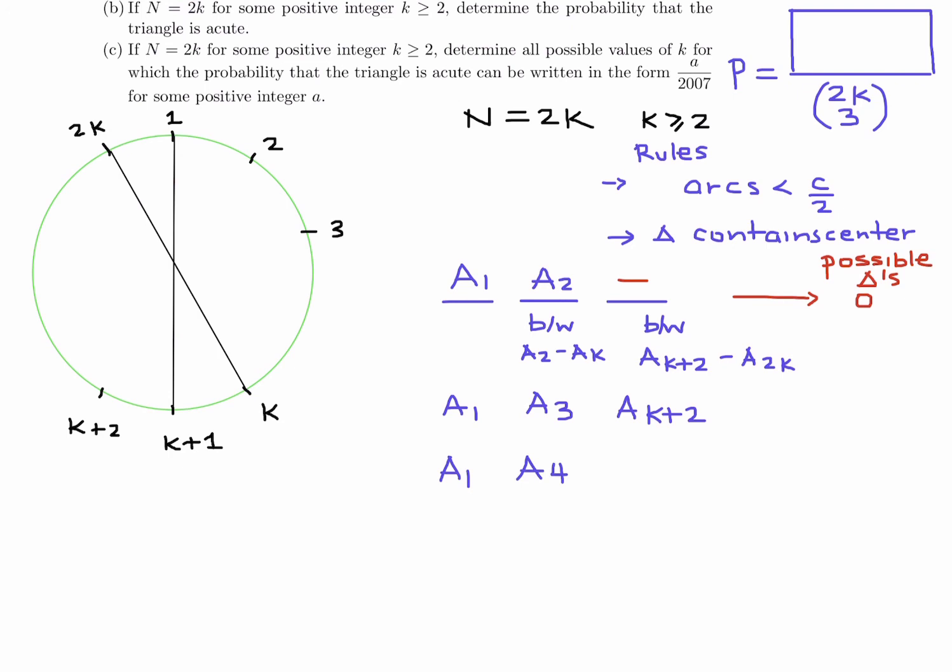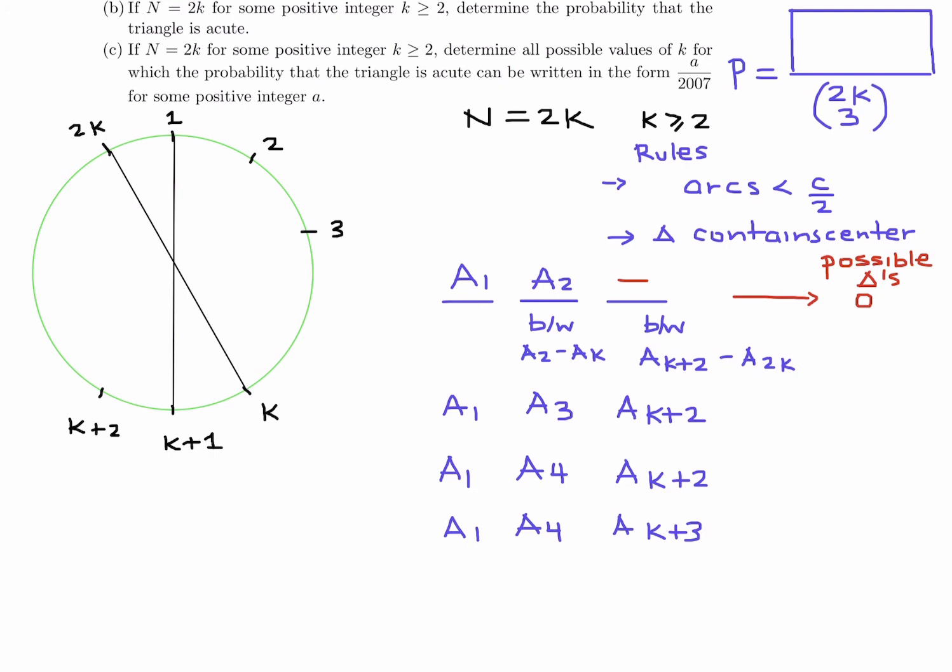For A4, in a very similar way, if you keep doing this, you'll see that there's only two possible ways of making this triangle, A1, A4, AK plus 2, and A1, A4, AK plus 3. Okay? So the same kind of system. And by this point, you know, you're an expert, so I don't need to go through every single possible. You get it. I'm sure you get it.